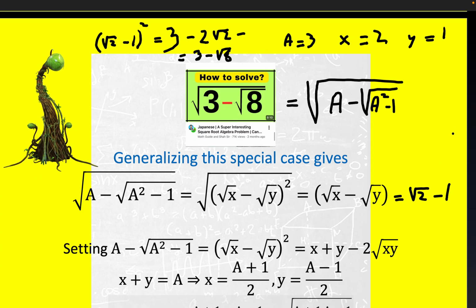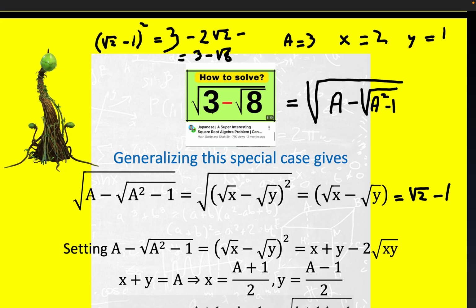But notice this seems to work for only integers, but it doesn't. It works for irrational numbers. So try it out for irrational numbers. I may do a video on rational numbers. But anyway, this is the answer to this special case worked by this particular channel. They say it's super interesting, and they categorize it as Japanese. I've seen this all over the place. Probably 200 channels have done this problem type.